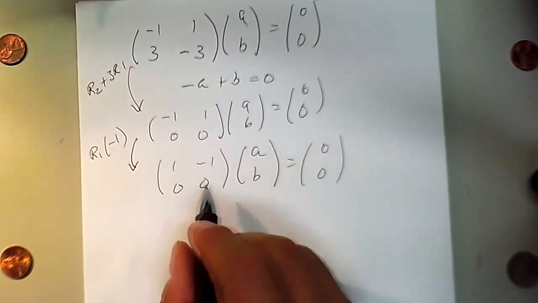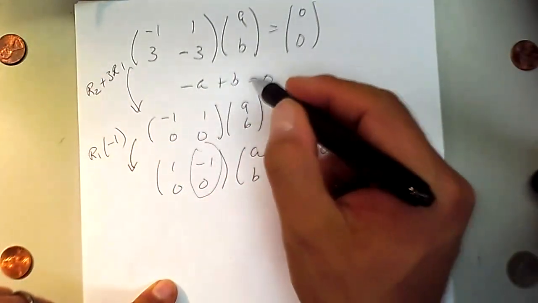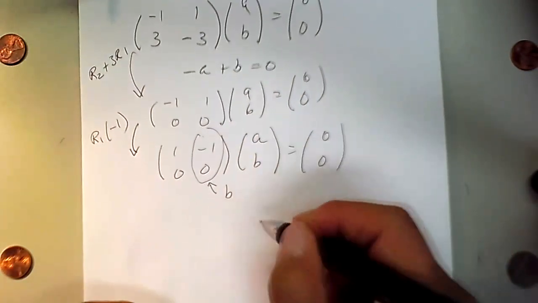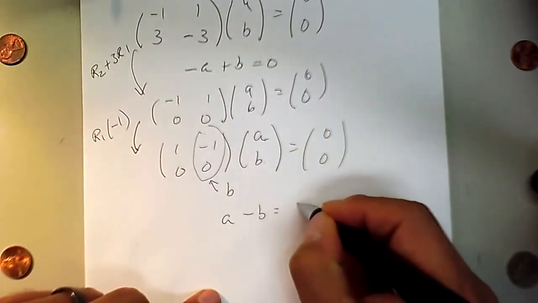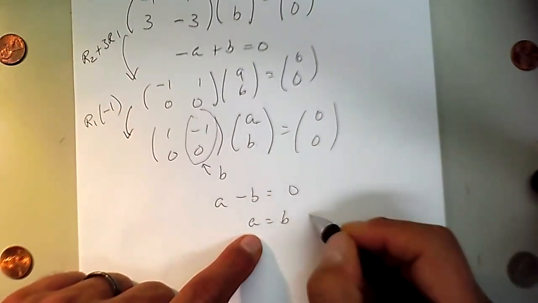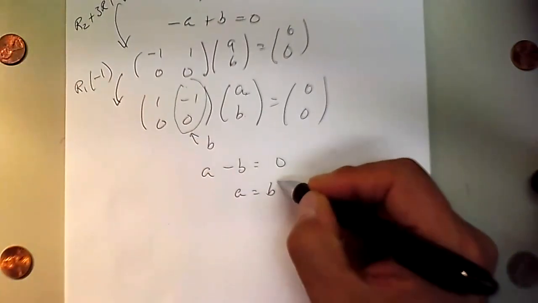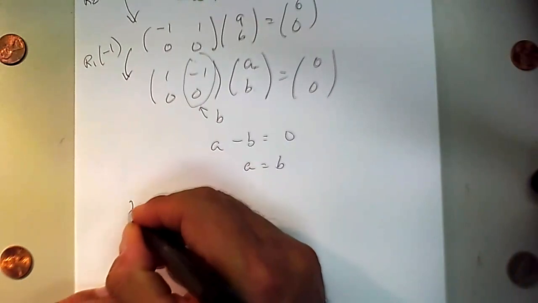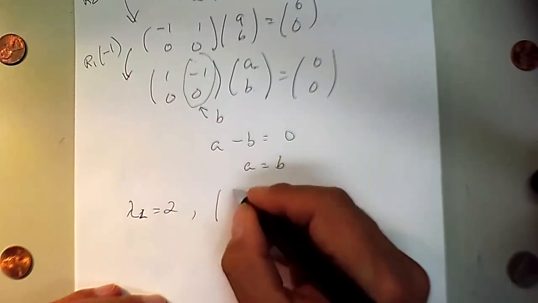All right, so we have a free column, the column corresponding to B. So B is a free variable. And we have that A minus B is equal to 0, which means A is equal to B. And all we need is one vector. We don't have to have all of the vectors when we are doing eigenvectors. So one easy vector is if we set B equal to 1, so A is equal to 1. So lambda 1 equals 2 has the eigenvector 1, 1.